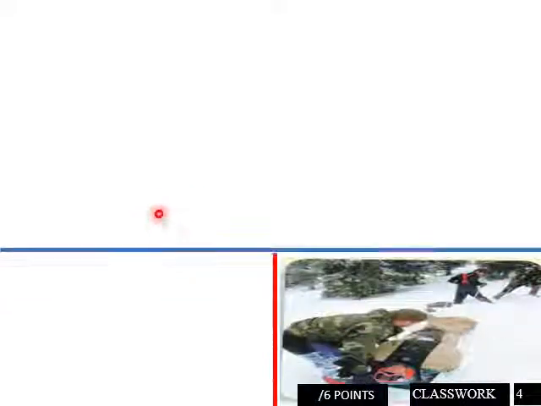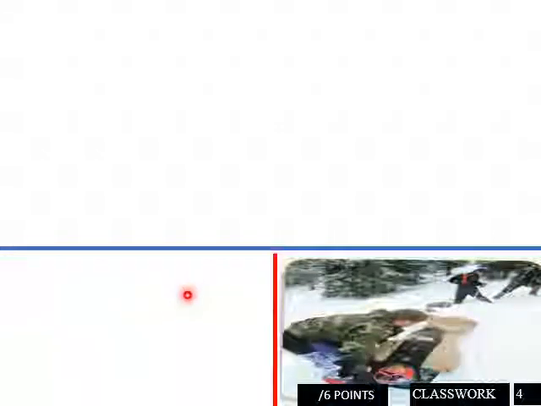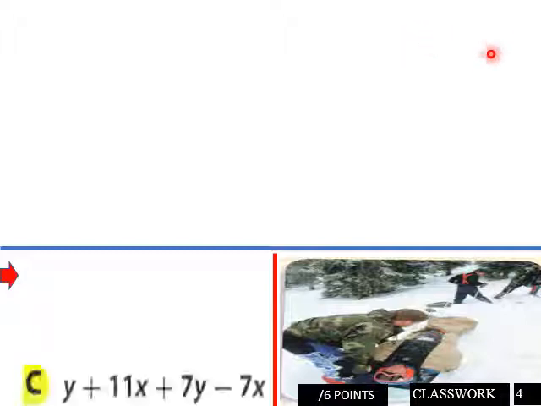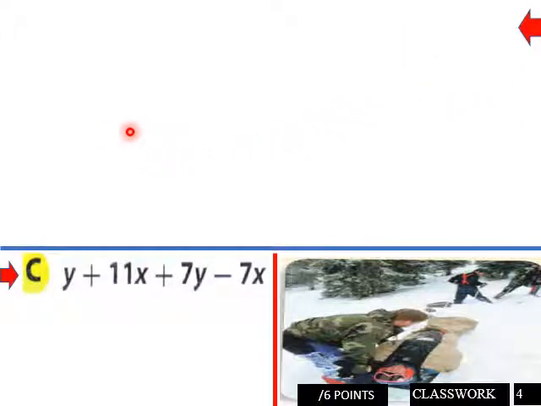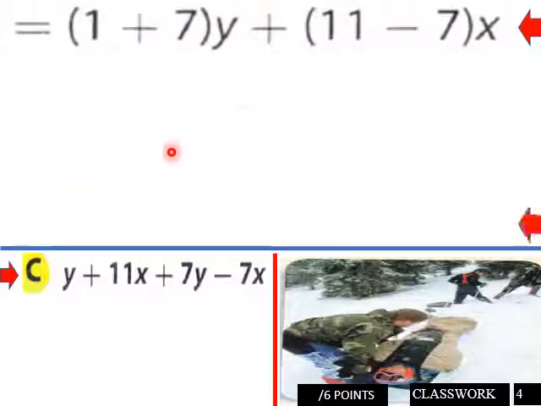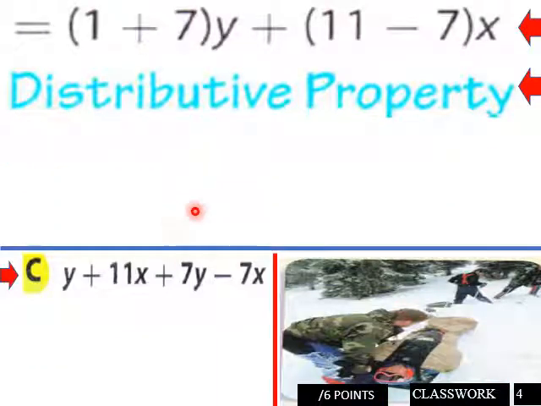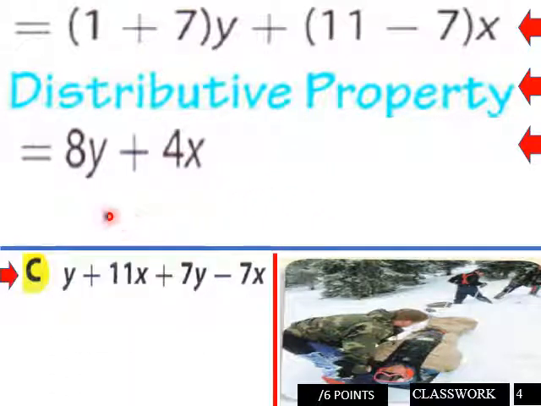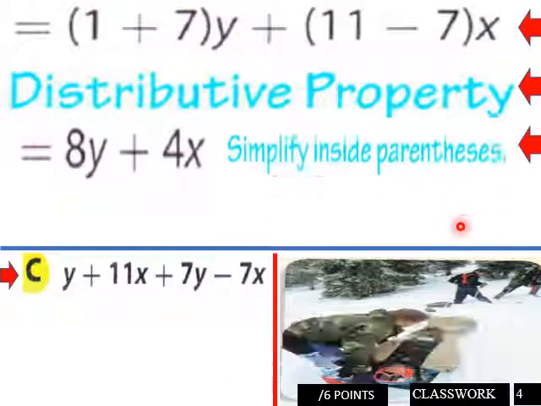And then once we do that, y plus 11x plus 7y minus 7x becomes the quantity 1 plus 7 times y plus the quantity 11 minus 7 times x. Using the distributive property, we end up here with 8y plus 4x. Simplify inside parentheses. So y plus 11x plus 7y minus 7x equals 8y plus 4x.